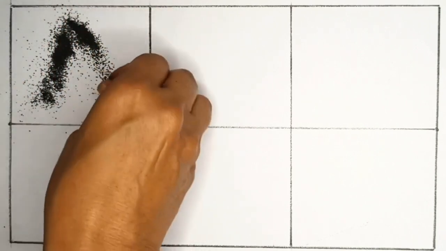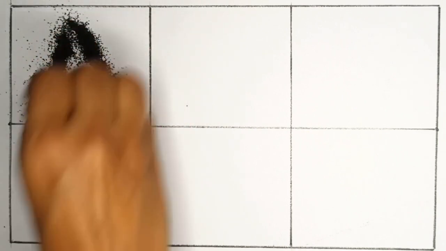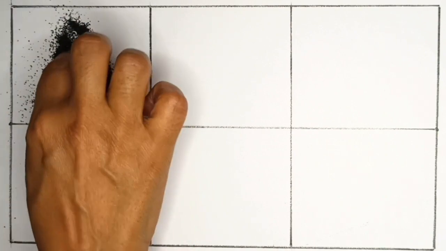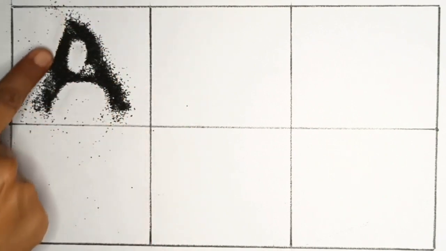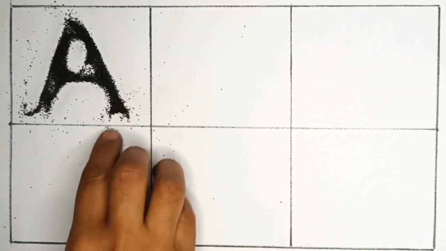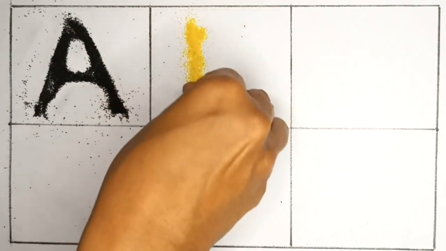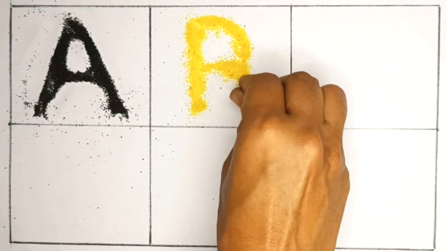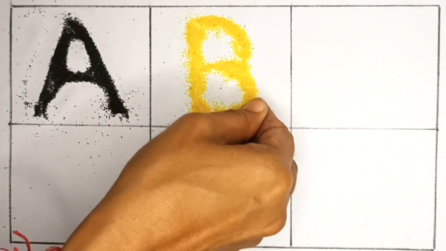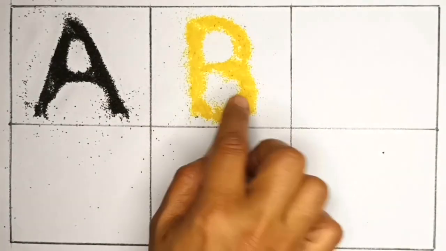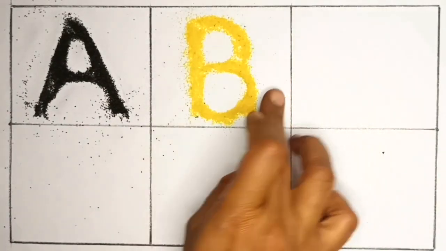A for apple. A for apple. B for ball. B for ball. B for ball. B.